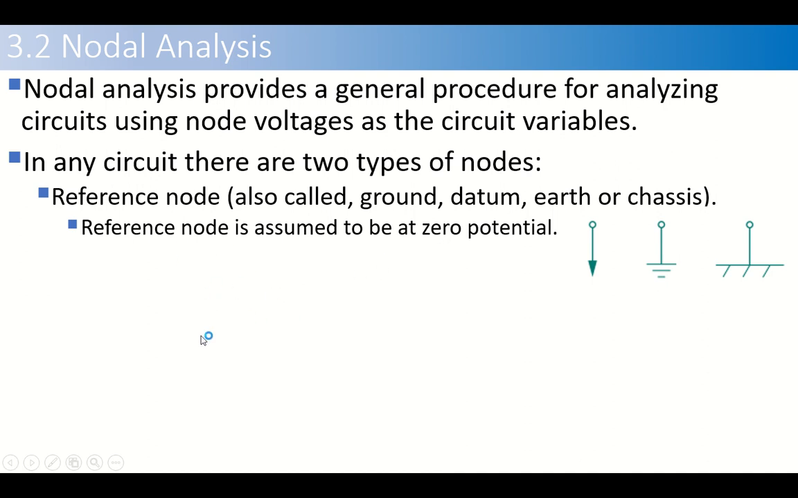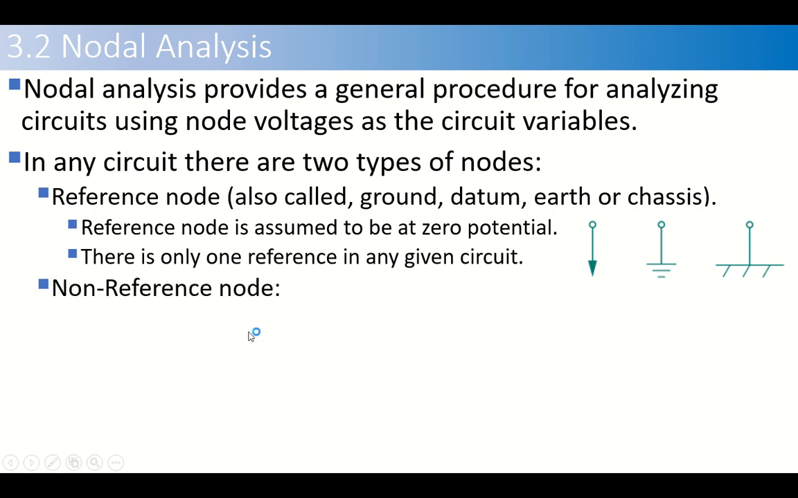So we'll assume that the reference node potential is 0. There is only one reference node in any given circuit. This is again very important: in any given circuit there will be only one reference or ground node. The next important nodes in the circuit are the non-reference nodes.